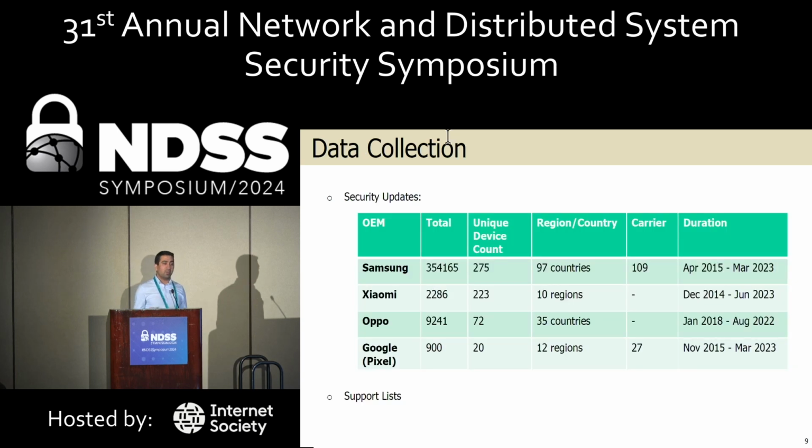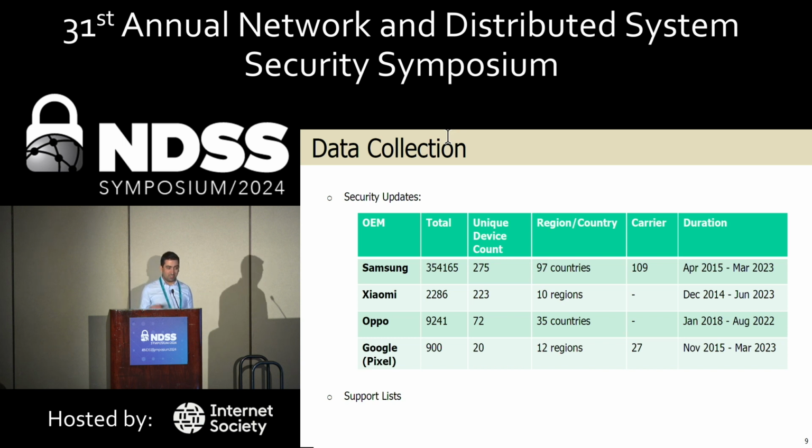And we put a lot of effort into data collection for this study. Our data collection ended up with 354,000 security updates from Samsung, 2,200 security updates from Xiaomi, 9,000 security updates from Oppo, and only 900 security updates from Google. As you may have noticed, Samsung has a lot more security updates than the others. The reason is that Samsung has been the biggest market player for a decade, while Xiaomi and Oppo are recently catching up. On the other hand, Google has only a limited number of devices in the market.